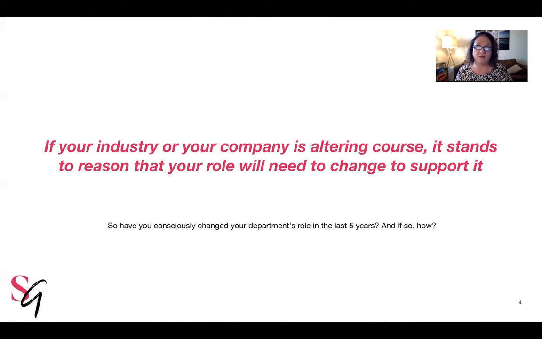And if so, how have you changed? And how will it change in the next 5 years? Because you can bet in 5 years' time, your business won't be requiring from you exactly what you're delivering now. So what will that role be? So exciting times if you don't mind change, and perhaps worrying if you do. And that's why we're here, because I've got some ideas as to how you might be able to go about that.